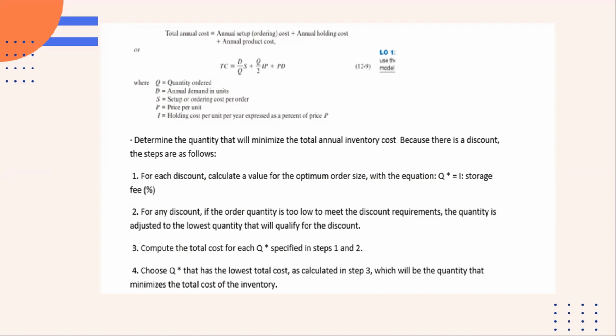The formula for annual total cost is: the total annual cost is the annual setup ordering cost plus annual holding cost plus annual production cost. You can see the formula for the TC, where Q is quantity ordered, D is annual demand in units, S is setup or ordering cost per order, P is price per unit, and I is holding cost per unit, expressed as a percent of price P.